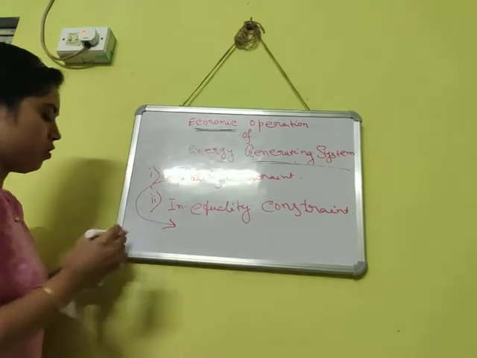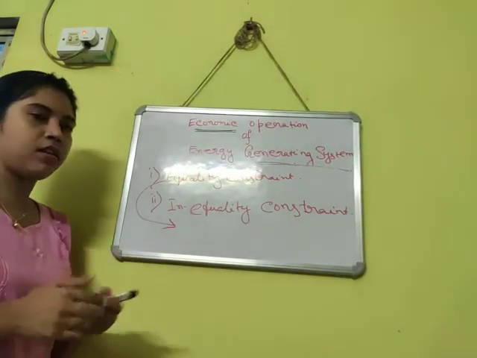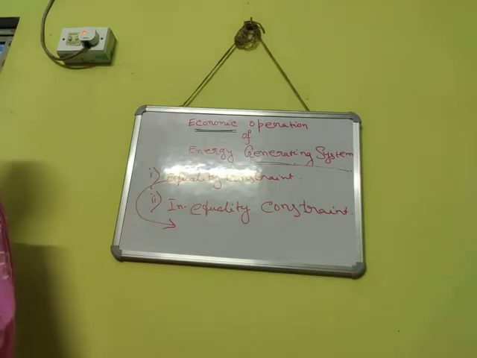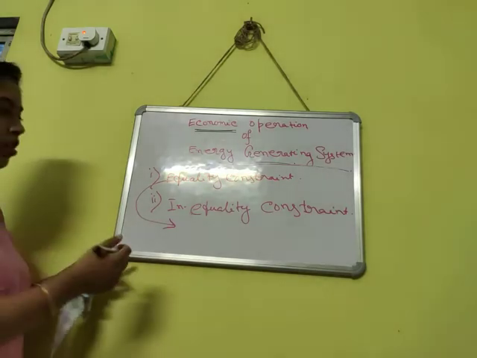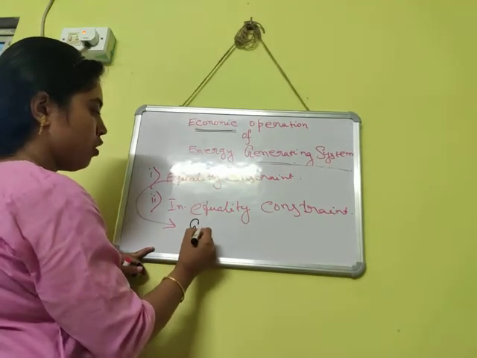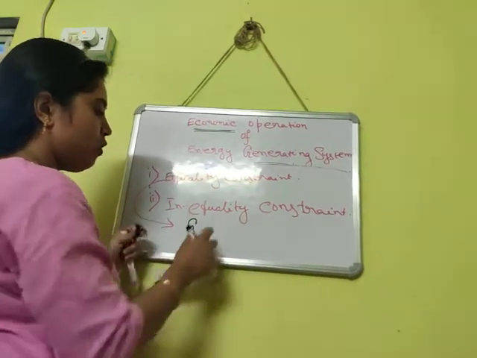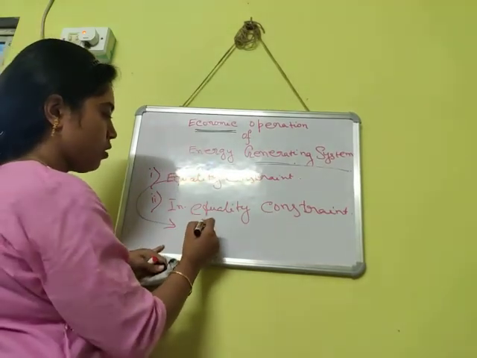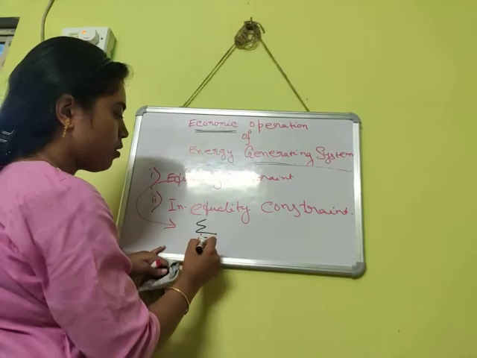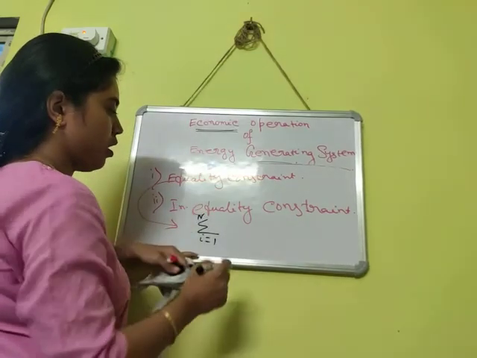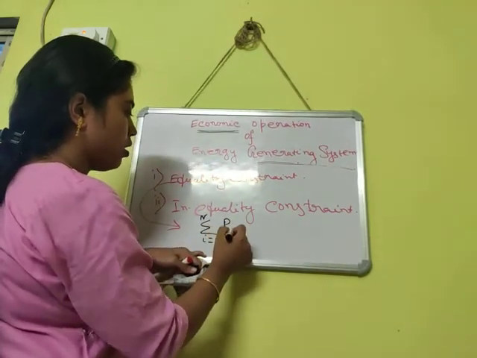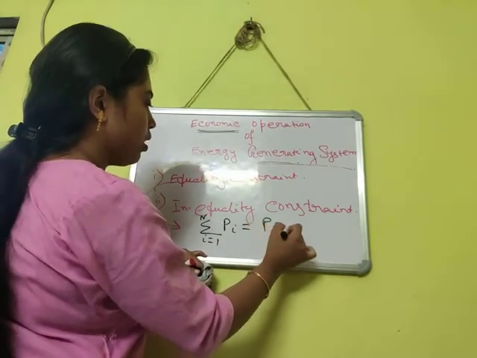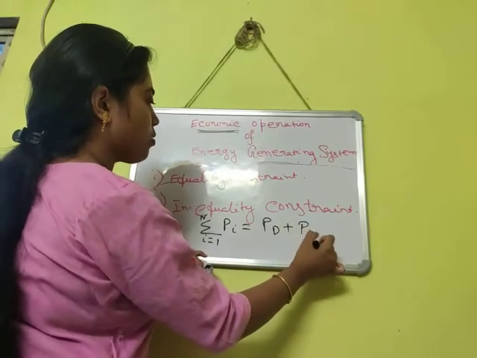What is the equality constraint? Equality constraint means generation equals demand plus loss. It follows that equation: generation equals demand plus loss. That's why, for n number of generating units, the sum of Pi equals PD plus P loss.